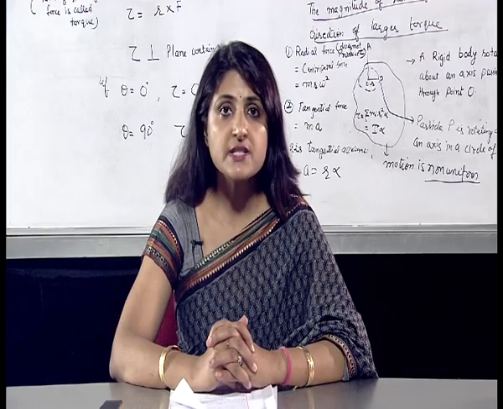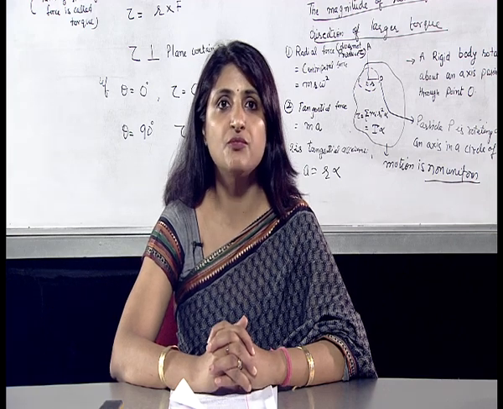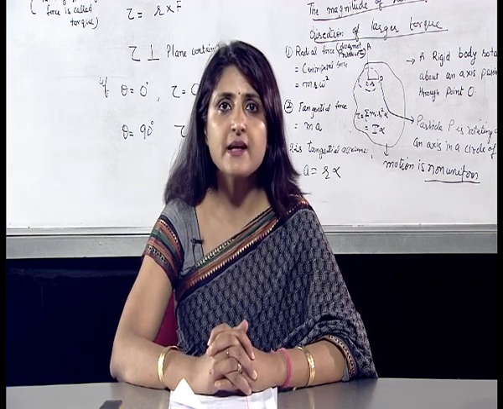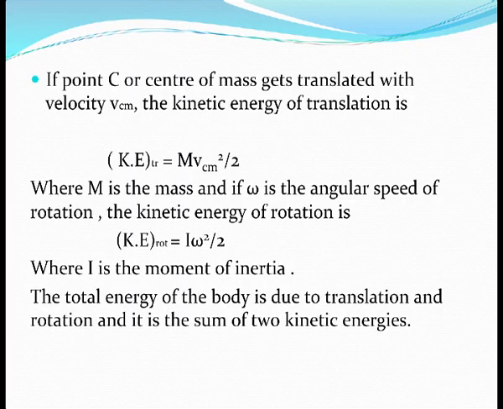If point C, or the center of mass, gets translated with velocity Vcm, the kinetic energy of translation is given by kinetic energy of translation is equal to half m Vcm square, where m is the mass. And if omega is the angular speed of the rotation, then the kinetic energy of rotation can be written as kinetic energy of rotation is equal to I omega square by 2, where I is the moment of inertia. So, the total energy of the body due to translation and rotation is the sum of the two kinetic energies.